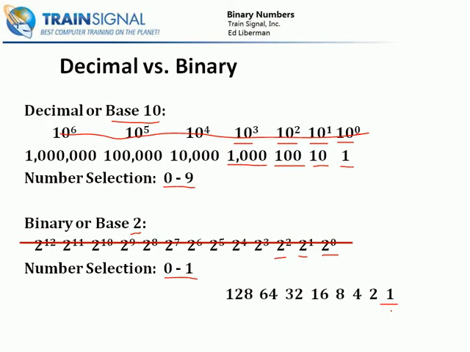Now continuing on, 256, 512, 1024, 2048, and we'll stop there at 4096. I just wanted to take it out this far to show you that we could keep going on and on and on with these column values by just simply multiplying by 2.